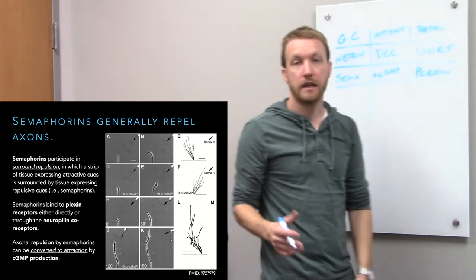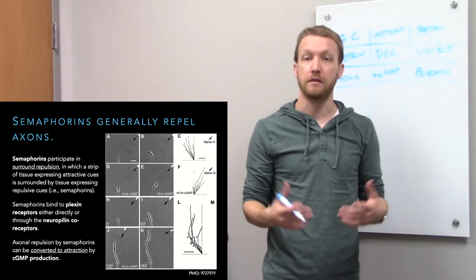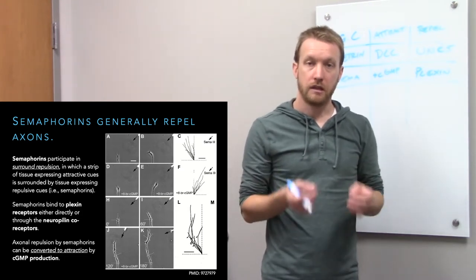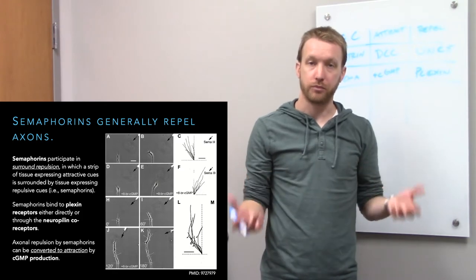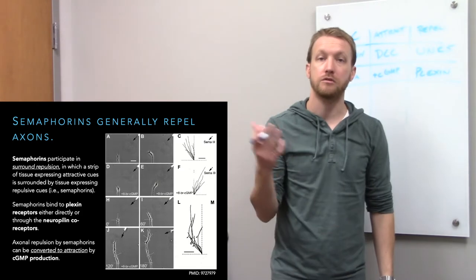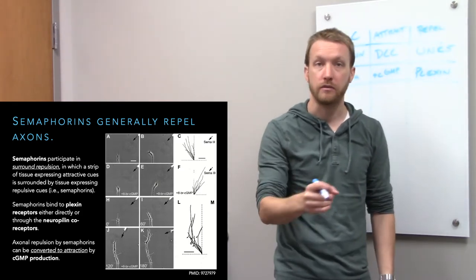Now, what we'll find out in the next lecture is that the production of cyclic GMP is fairly important for the development of dendrites. So it would make sense then that in an area where we have a lot of cyclic GMP production, that would be an area where we have dendrites, and it would make sense to attract axons to dendrites, and that's the lovely system that we have in place here.